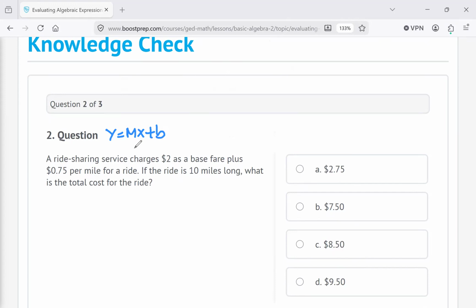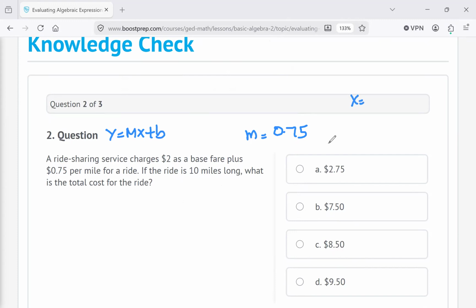And then m is the slope, or I like to call it the uncontrolled value or the undetermined value. So our m is going to be 0.75, because it's the uncontrolled value. It's 75 cents per mile. We don't really know that cost because we don't know how many miles you're going to drive, right? So m is the uncontrolled value. That's how you know.